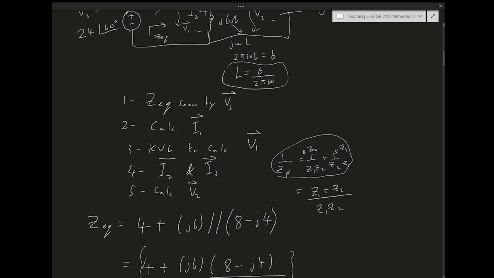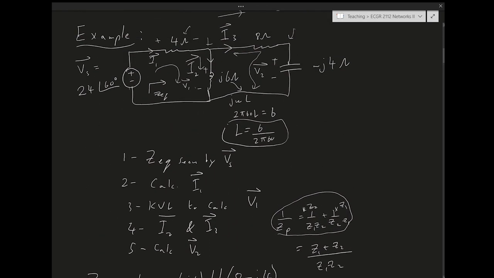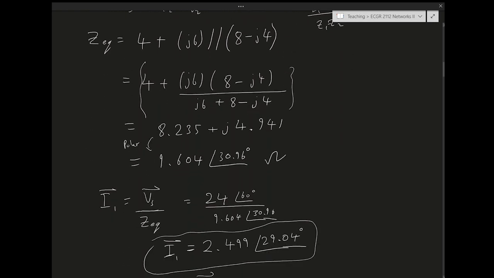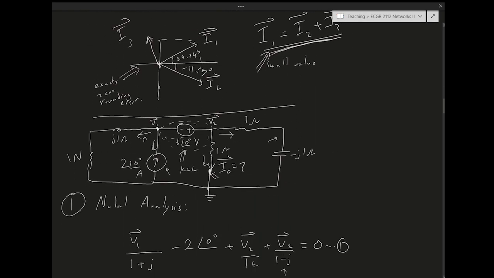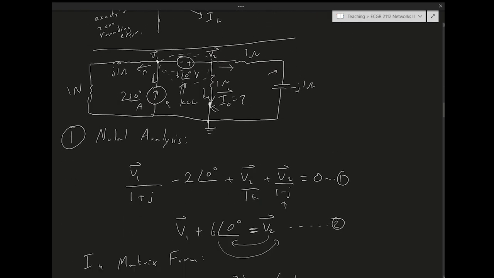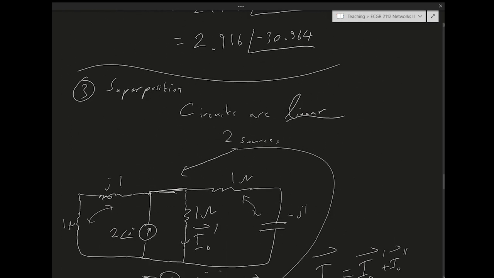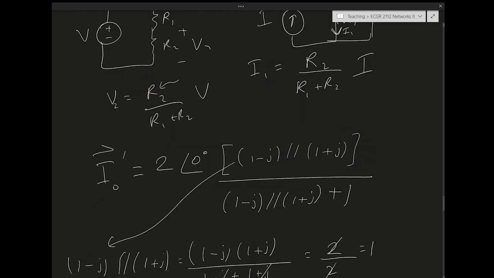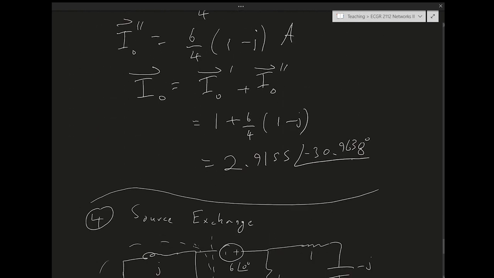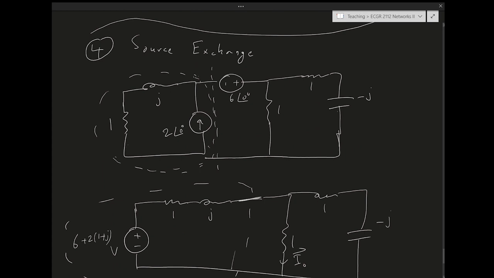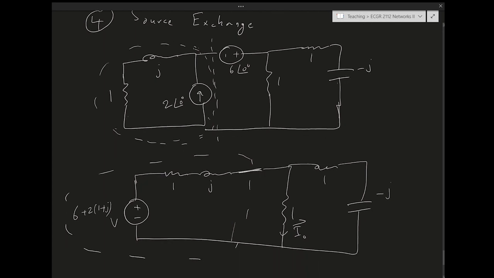So we did nodal, mesh, or loop analysis, and then finally we did superposition, and then we started working on what's called the source exchange method. So we looked at the circuit, we exchanged this parallel impedance and current source into a voltage and impedance.